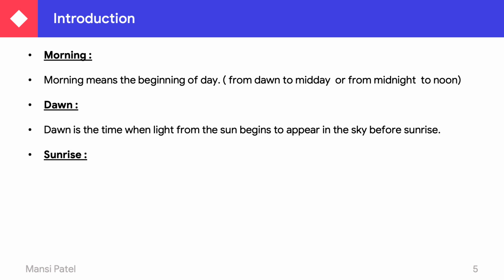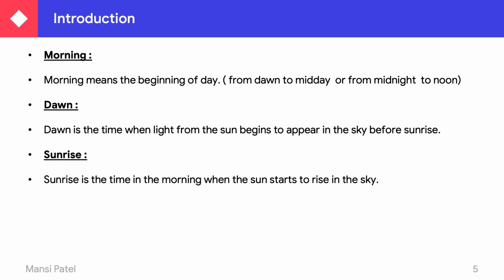After that, sunrise. At sunrise, we don't suddenly see the sun. We first see some light of the sun. So when we see that light of the sun, it is known as the dawn period. After that, after some time, the sun is rising. So we can say that sunrise is the time in the morning when the sun starts to rise in the sky.